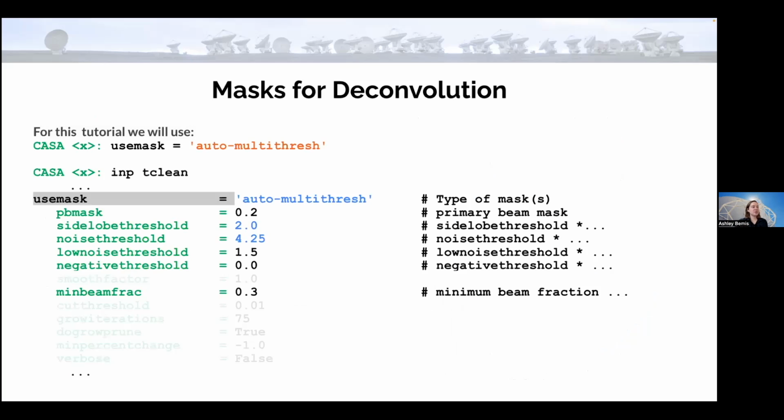So we'll be using the auto multi-thresh masking procedure in our example. I've put up a list of subparameters that we'll be adjusting in this tutorial. But I do want to highlight that there are more than I've just shown here on this slide. So check out the information on these subparameters if you're interested in learning more, because it really does allow you to tune how the auto masking performs.